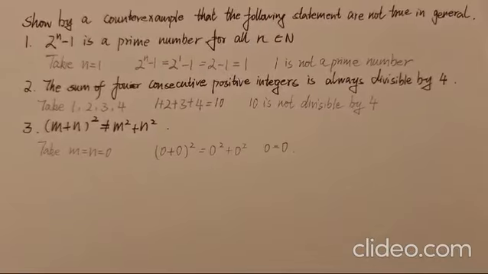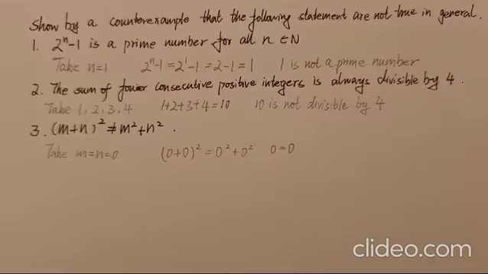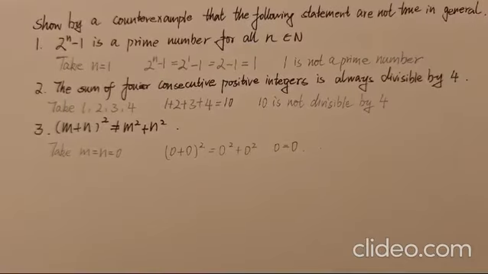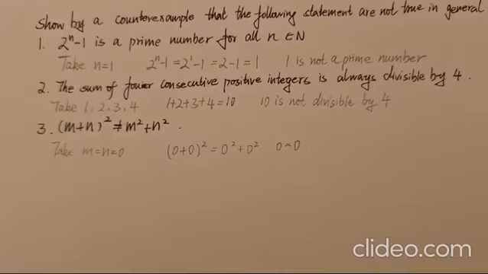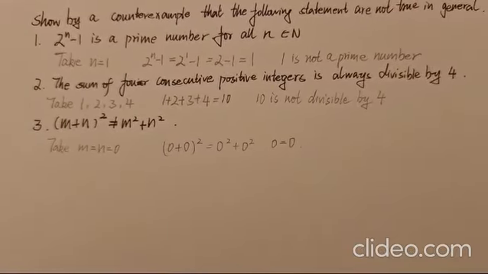The third one is, (m plus n) squared is not equal to m squared plus n squared. So we can take m equals n equals 0. So (0 plus 0) squared equals 0 squared plus 0 squared, because they are all equal to 0.